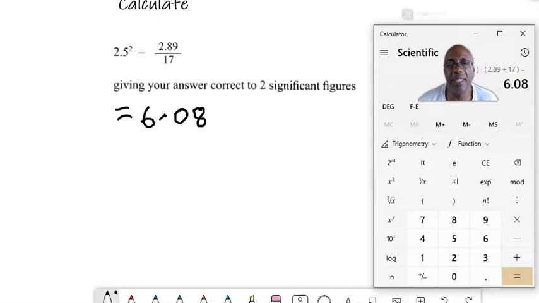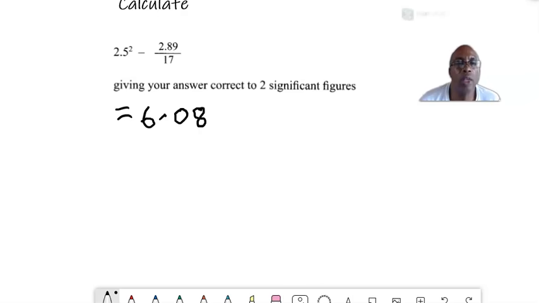Yes, 6.08. So to two significant figures, remember, I count from the first number that is not 0. So I start from the 6, and the second digit is 0. But since the digit after that is 8, it is more than 4, I increase the 0 to 1, and I will get 6.1 as that answer. Let's go to the next one.